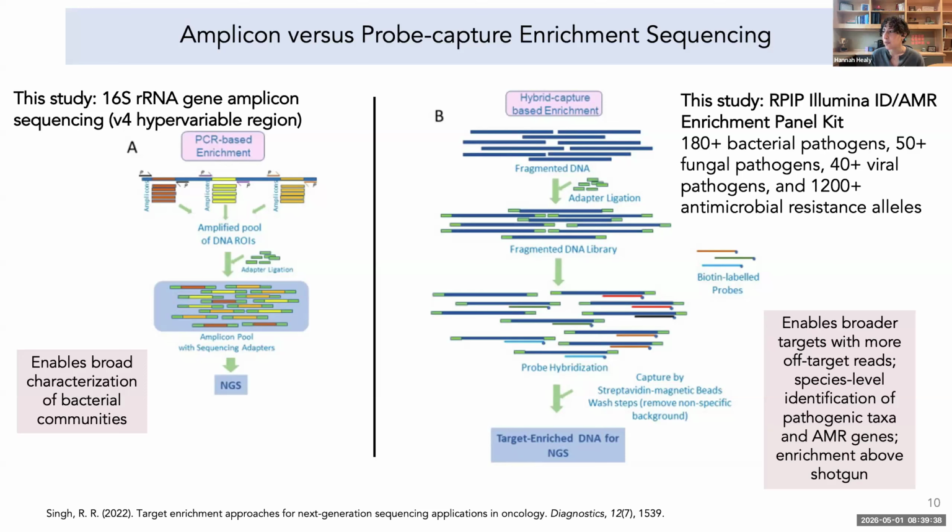And this works where you can have thousands of these biotin labeled probes that would attach semi-selectively to your targets of interest. You can then capture those fragments using streptavidin magnetic beads and wash away some of the background. So it gives you some enrichment over typical shotgun metagenomics, but it enables broader capture than an amplicon sequencing approach might, and it's a little less selective. And then also, if your probes are designed correctly, you can get species level identification.